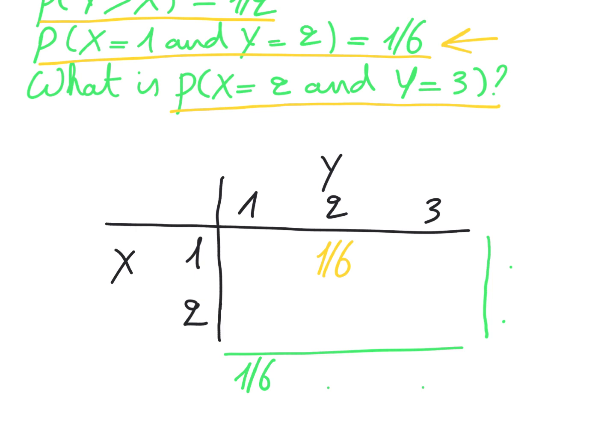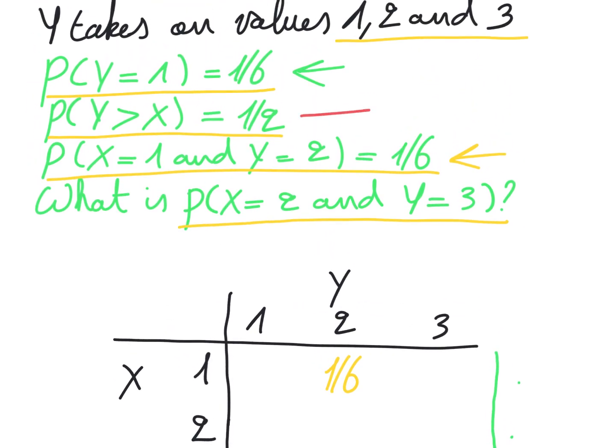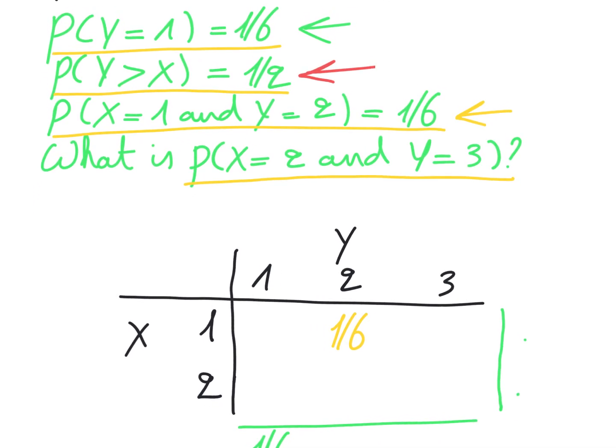Okay, let's see what else we know that we can use to complete this diagram. So far, we haven't used this piece of information: the probability that y is larger than x is equal to 1 over 2. Well, when is that the case? Let's say that x is equal to 1. Then y should be equal to either 2 or 3. If x is equal to 2, then y should be 3. So that means that this red area over here in the diagram has a probability of 1 over 2.